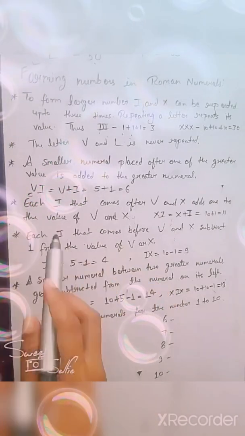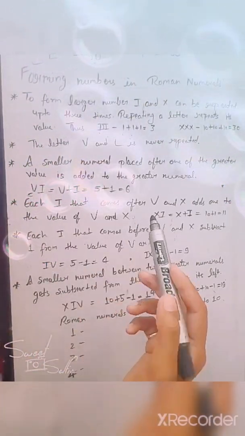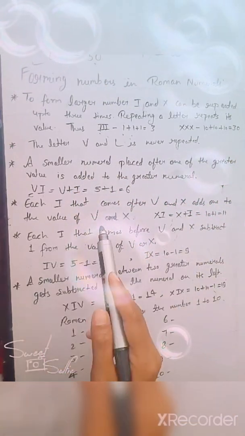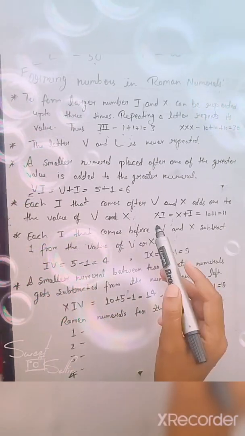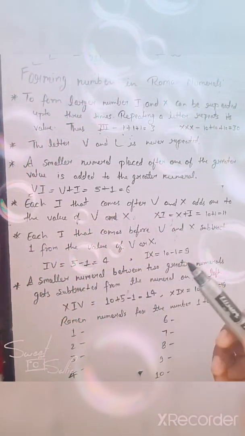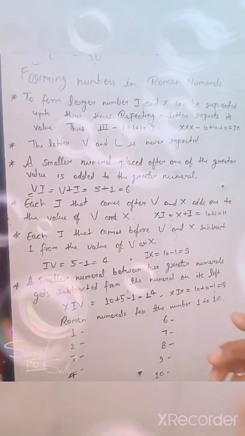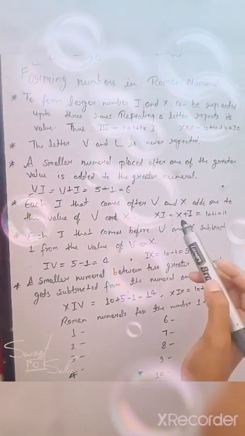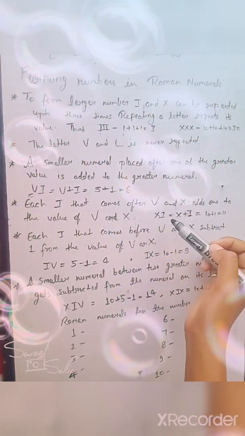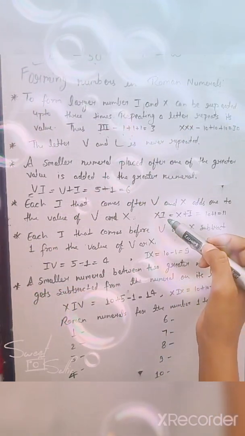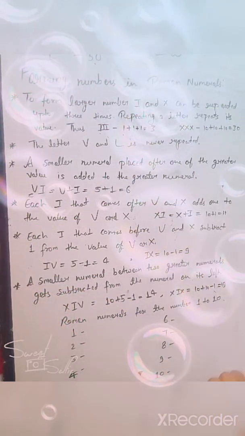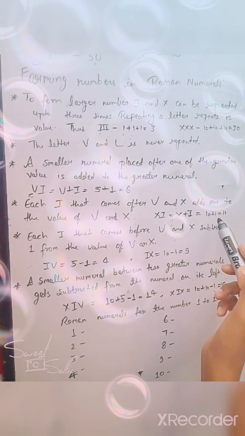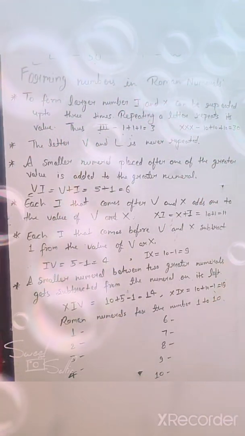Okay, next, each I that comes after V and X adds 1 to the value of V and X. प्रत्येक I जो किसी भी V और X के बाद आता है, उसमें हम 1 को ऐड करते हैं. As previous point, as I have written here, XI means the value of I will be added in X. So the value of X is 10 and I value is 1. So 10 plus 1 is equal to 11.